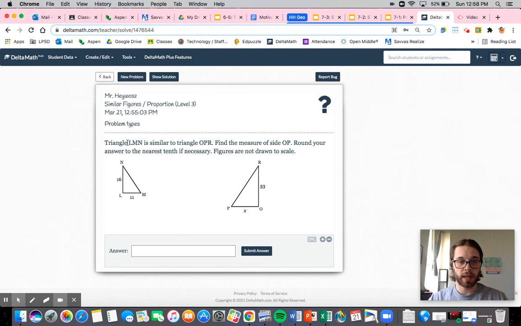It says that triangle LMN is similar to triangle OPR. And you could write this for any shape, by the way. It doesn't necessarily need to be a triangle. So our goal is to find the measure of OP. Remember, the order does matter. That would mean that LM and OP need to be in the same ratio, and that LN and OR need to be in the same ratio.